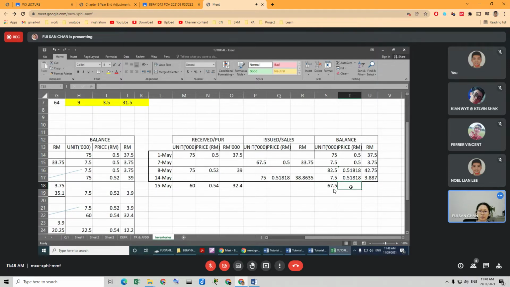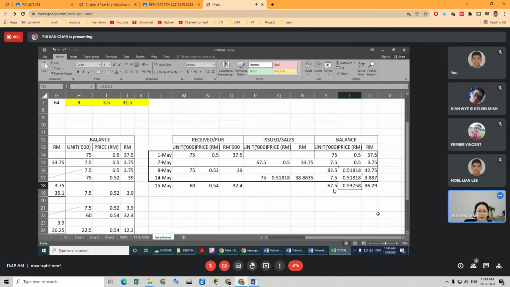How about the price? The price per unit, never mind first. We actually take the total: this total plus my new purchase total, correct? My remaining plus my new purchase. Then how you're going to do it is this one divided by your total units that you have. So this is my per unit price. Can you understand? This is what we call weighted average.